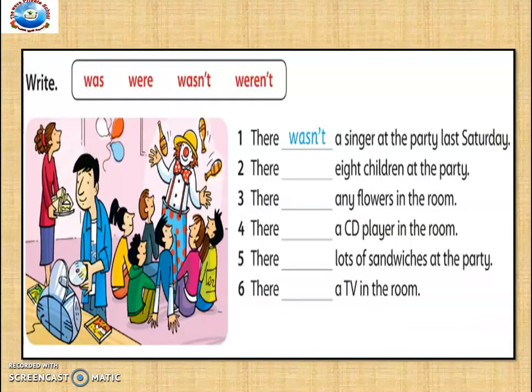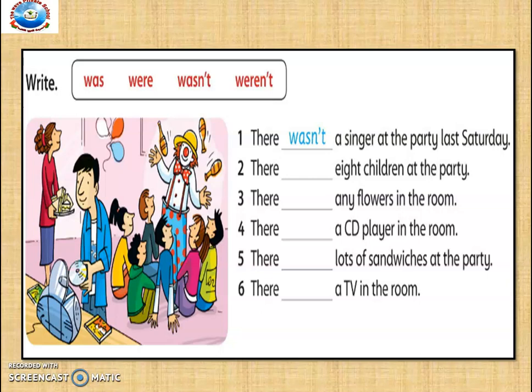Now let's go to the next exercise. In this picture, you can see there is a birthday party. You can see a clown, 6 children, mom and dad. So here you have to fill in the blanks with was, were, wasn't, weren't. The first one is done for you. Number 1. There wasn't a singer at the party last Saturday. Now number 2. Hope you all are writing in your book.